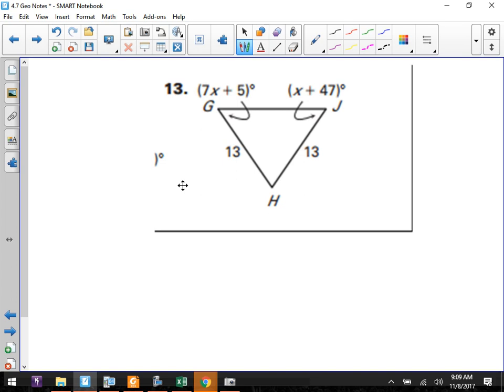Solve for x. First of all, we write it out, and we figure it from there. So let's write this out, see what we get.